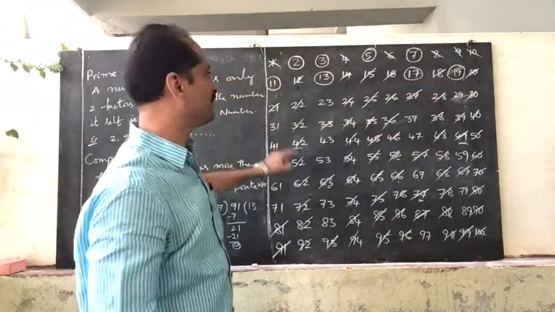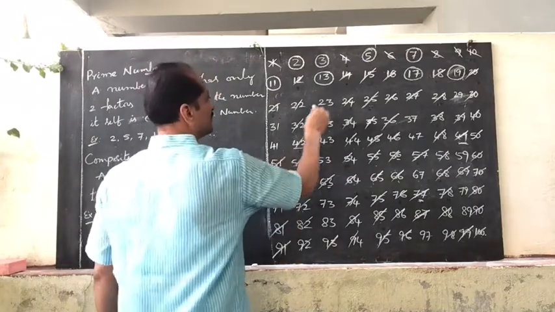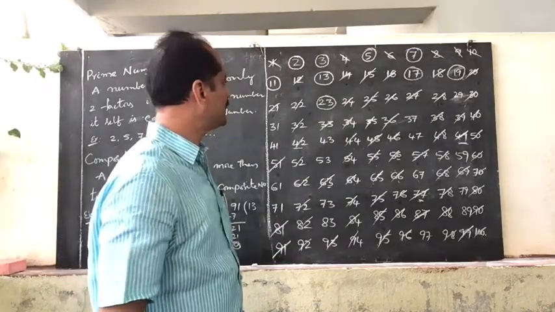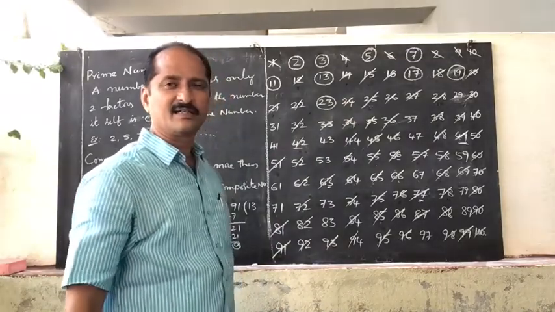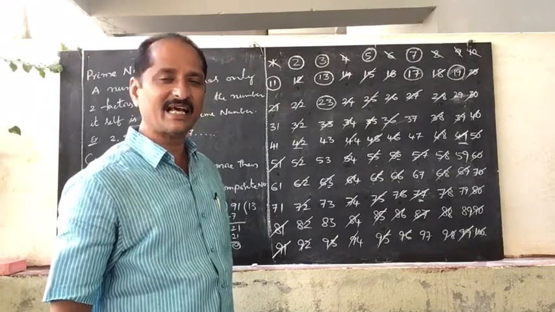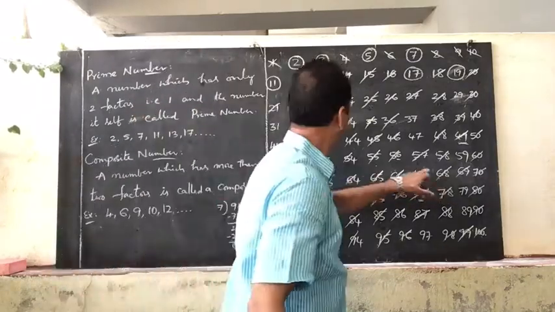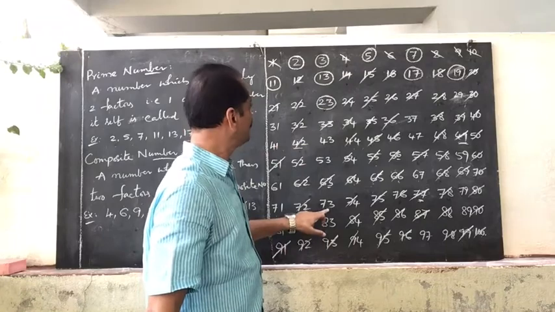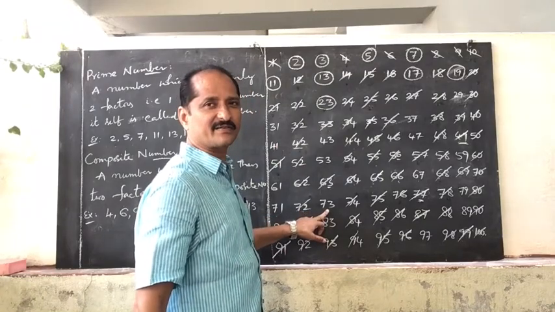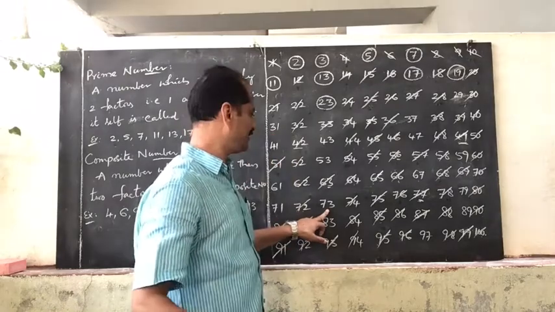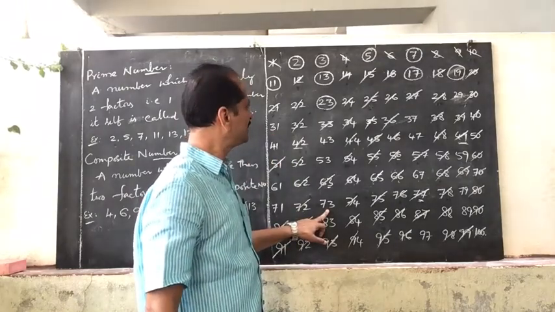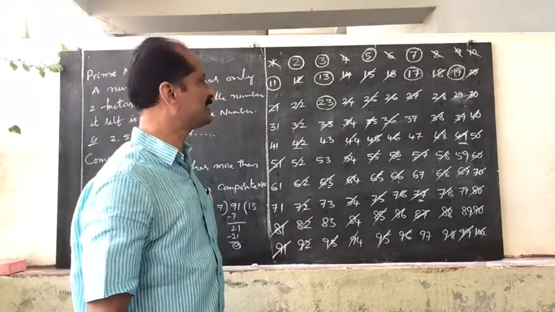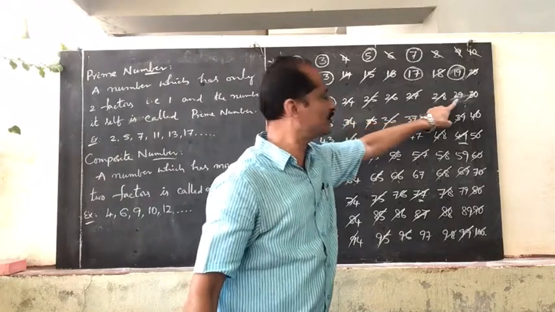Next, observe carefully. The next prime number is 23. Now multiples of 23. 23 twos are 46. 23 threes are 69. 23 fours are 92. 23 fives are more than 100, so leave it. Next prime number after 23: 24, 25, 26, 27, 28, 29.